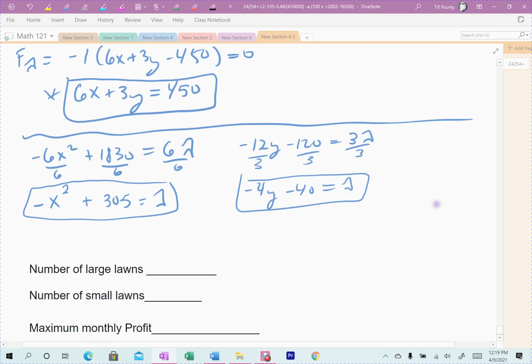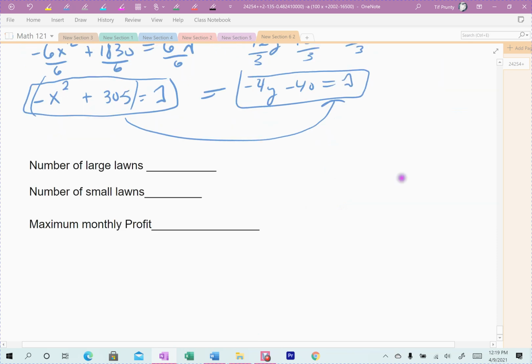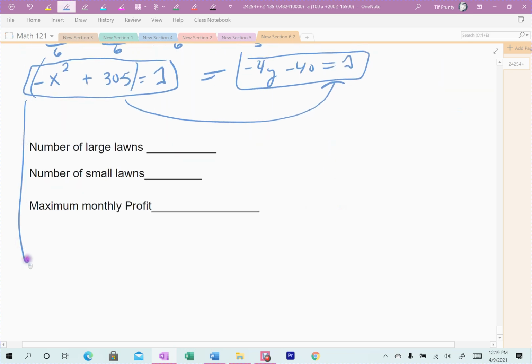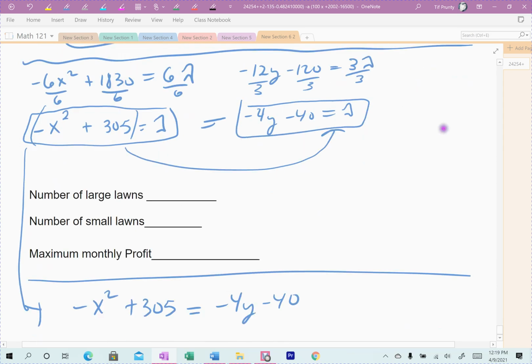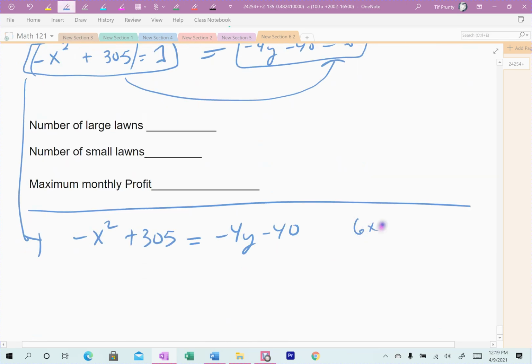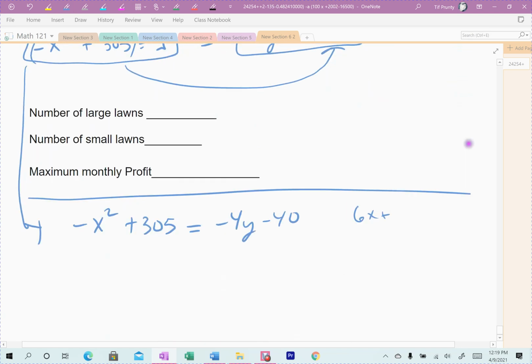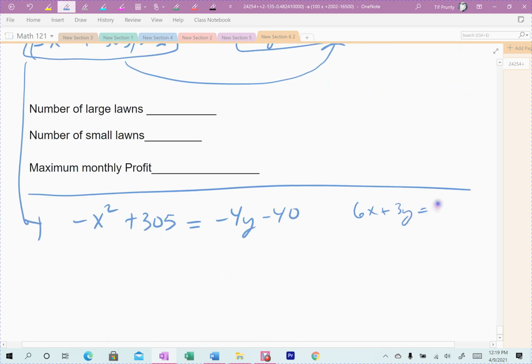Alright, so I've solved my 2 equations for lambda, and now we're going to set them equal to each other. Basically, I'm doing a substitution, substituting the expression for lambda. I'm going to move my work down here. I have negative x squared plus 305 equals negative 4y minus 40. So now I've got an equation with x's and y's. I'm also going to bring down my constraint equation, so my next equation is 6x plus 3y equals 450.